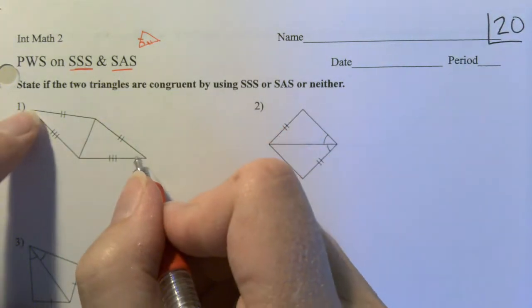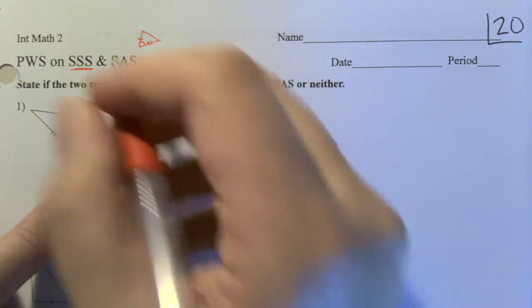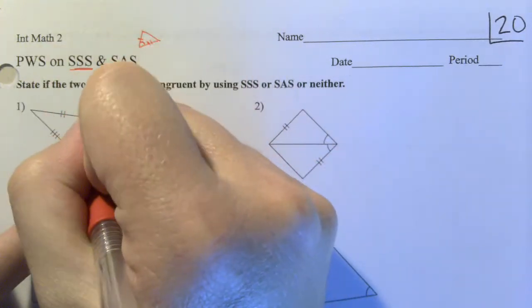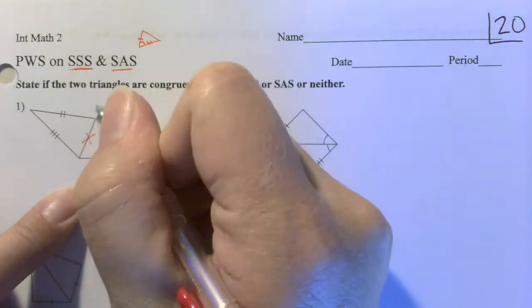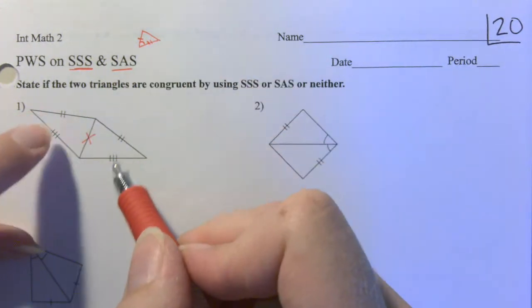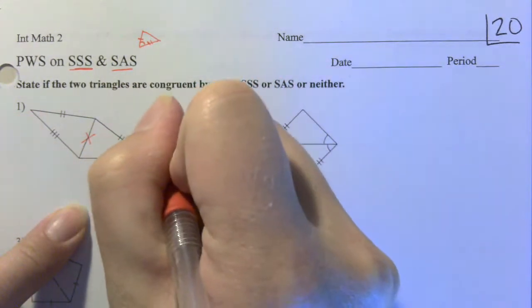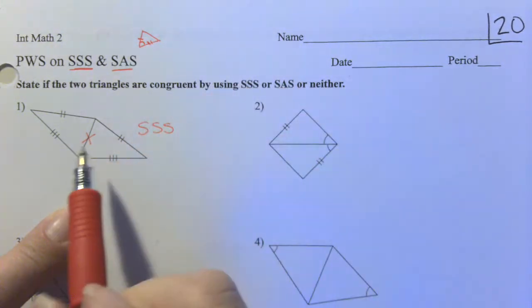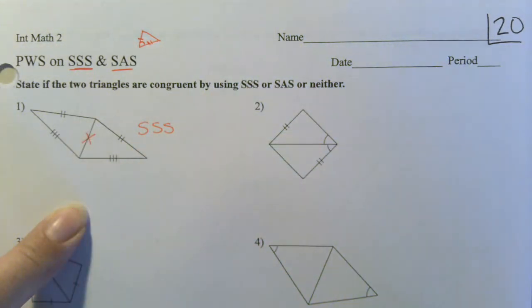I can't say these angles look the same, but I do know that they both share a side. So I'm going to mark that with an X. That's that reflexive property. And now these triangles are congruent by side, side, side. And that's all you have to do there. Since these aren't labeled, we're not writing the triangle congruence theorem.